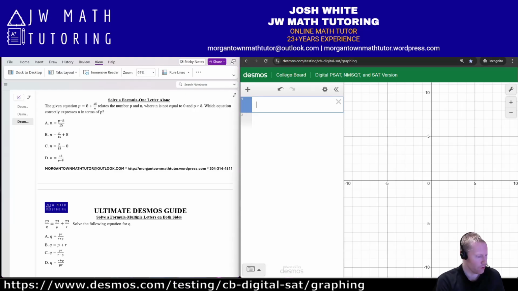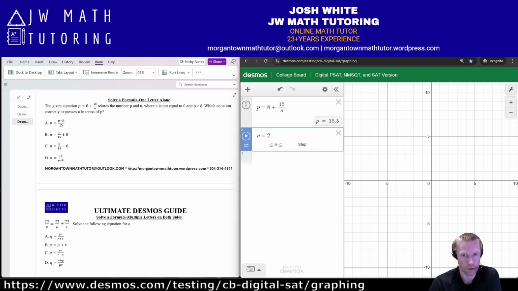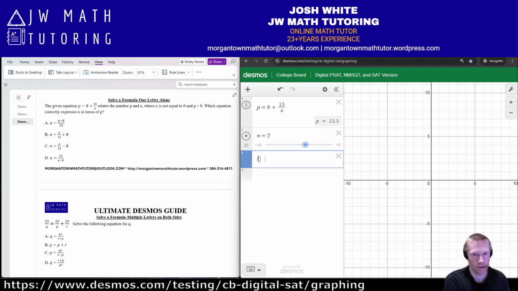All right, so the way that this works is following the steps. Step 1, we type the formula in. Step 2, we're going to add some sliders for basically every letter except the one that we see on the left side. So nothing for P, we're only going to add sliders for N. All right, so I'm just going to say N is not equal to 0, so whatever. I'll just say that N is equal to 2. All right, so notice that tells me that P is equal to 15.5. Now I'm going to type all the answer choices in.